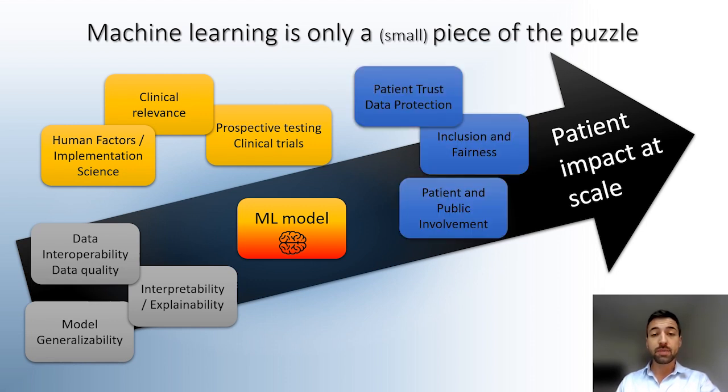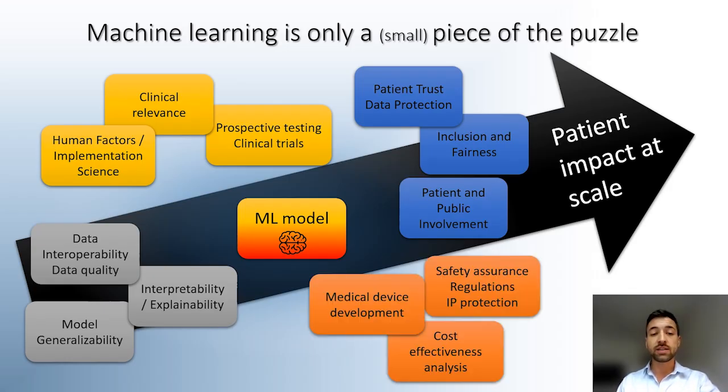Then there are a number of aspects around data protection, getting the trust of patients and members of the public, aspects of inclusion and fairness. We talk a lot about model bias. Obviously, we need to have members of the public and patients on board in those projects.